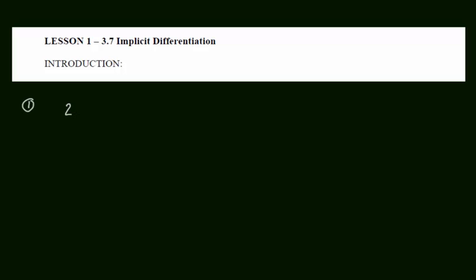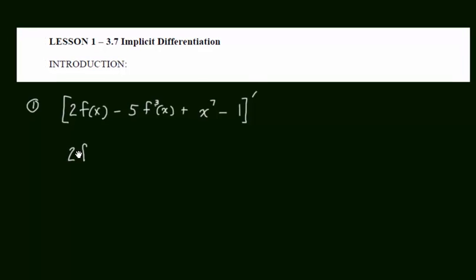So consider the expression 2f(x) minus 5 times f(x) cubed, you might say f(x) to the power of 3, plus x to the power of 7 minus 1. What I'm going to ask you to do here is to take the derivative of this expression. So let's see, we would have 2 times the derivative of f, which would be f prime of x.